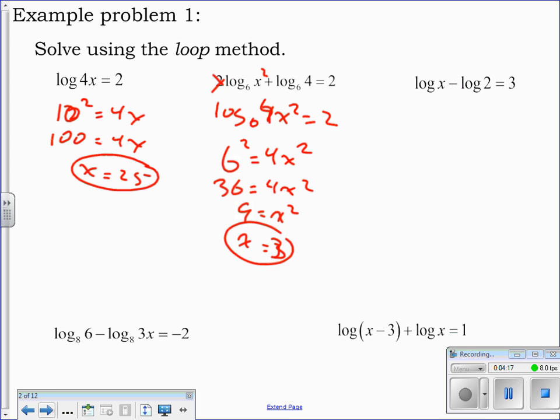Move these two down out of the way. Next one, same thing. Combine them up into one logarithm. So this is log of x over 2 is equal to 3. Once again, common logarithm is base 10. So rewrite it as an exponent. 10 cubed is equal to x over 2. 10 to the third power is 3 zeros, 1,000. Multiplied by 2. x equals 2,000.